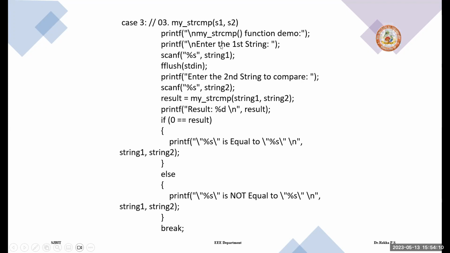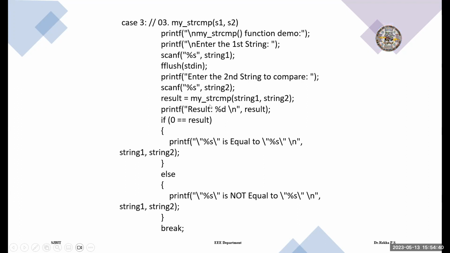When the first string is entered, you have to read that string, so it is read into string 1. You have to flush using the flush function, stdin flush, so whatever garbage values it contains will be flushed out. Then enter the second string to compare, and that value is copied to string 2.